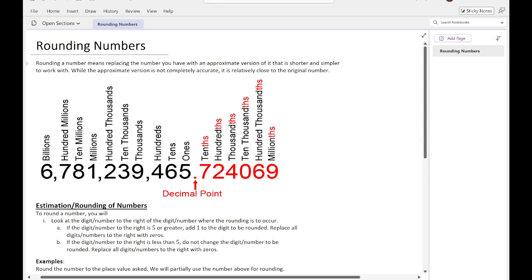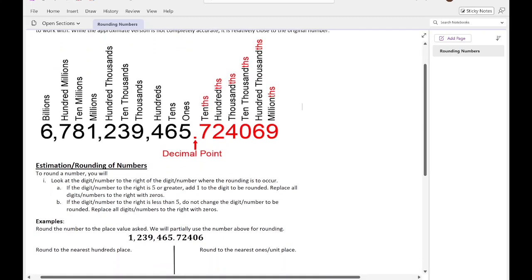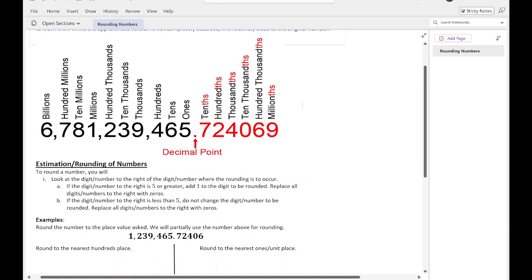Rounding a number means replacing the number you have with an approximate version of it that is shorter and simpler to work with. While the approximate version is not completely accurate, it is relatively close to the original number, which means working with it is a little bit easier and gives you a roundabout answer instead of worrying about all of the ancillary extra digits at the end that might not matter to you for a question that's being asked. So let's look at this number here.